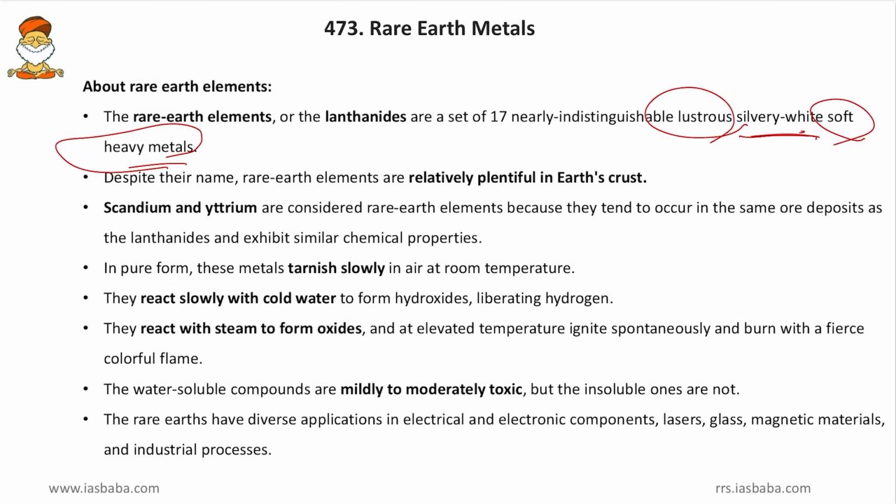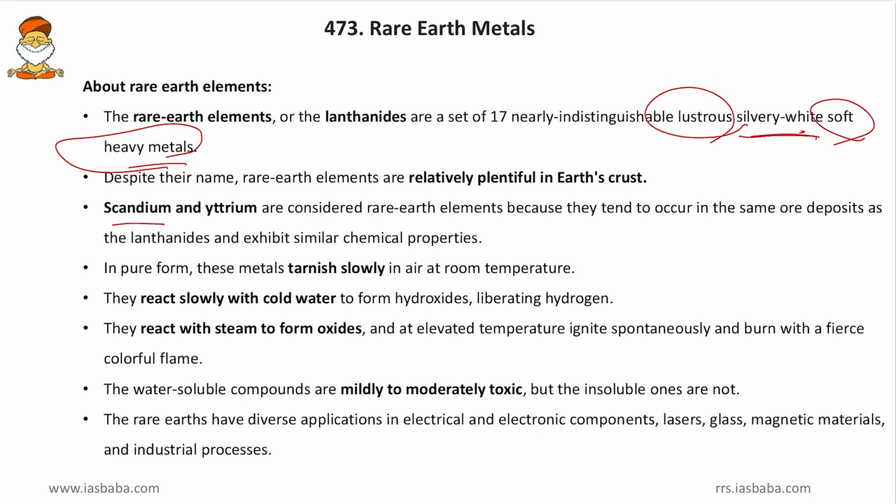Then, despite their name, rare earth elements are relatively plentiful in the earth's crust. So, we know that these are present in salts, and these salts are in plenty. But earlier, as these were not extracted so easily, they were called rare earth metals. However, today we can extract rare earth metals sufficiently.